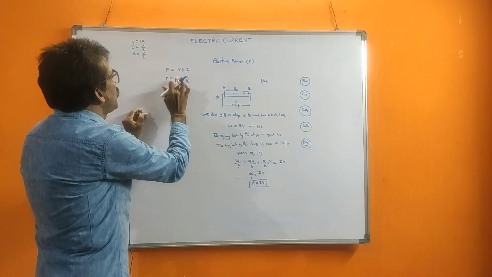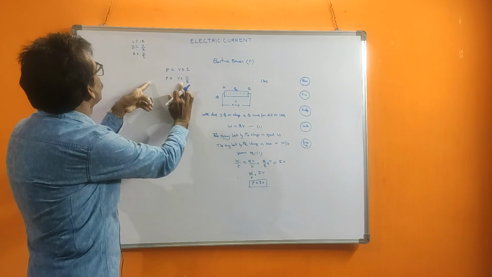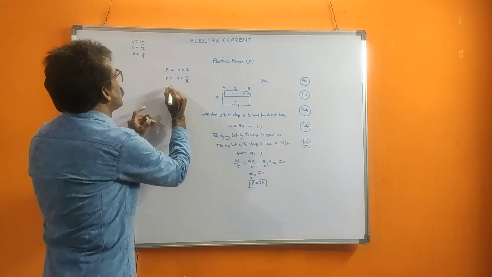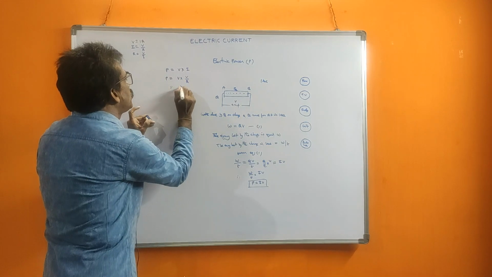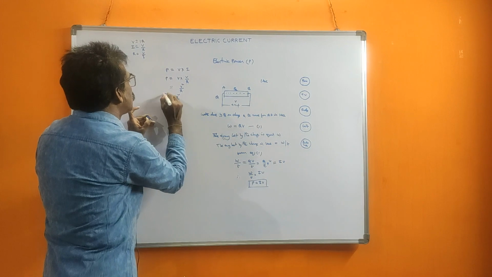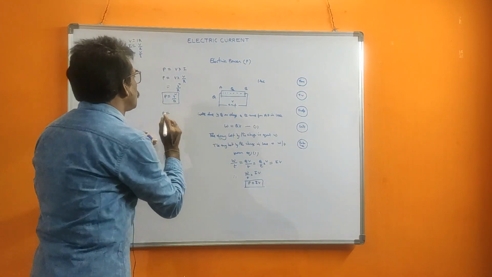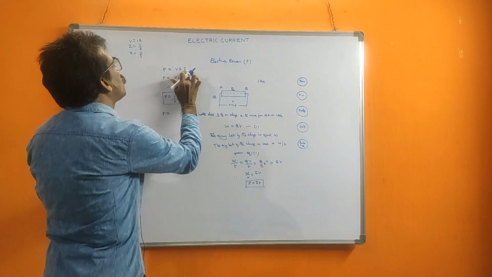This only V into I. I don't change this voltage, but instead of I, according to Ohm's law, we can write V by R. That's why this becomes V into V, which is V square by R. So P is equal to V square by R, another formula.